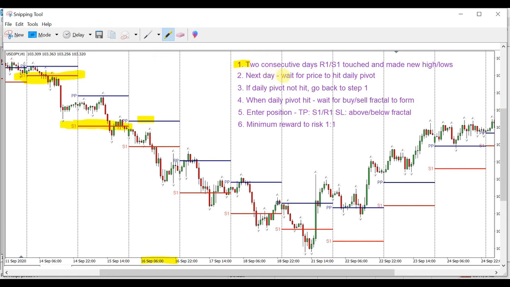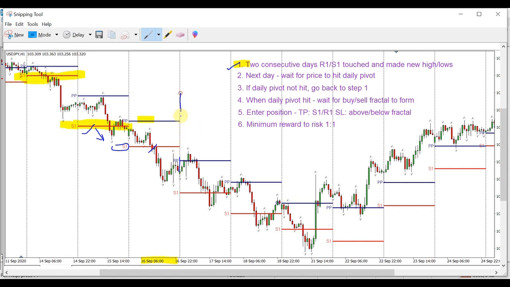So if we go back to 0.1, which then says 2 consecutive days of touching R1 or S1 and new highs or lows. So we can see we've got one touch, 2 touch, and this S1 is lower than the previous one. So at this point over here, we have hit step one. So we're still in process over here.